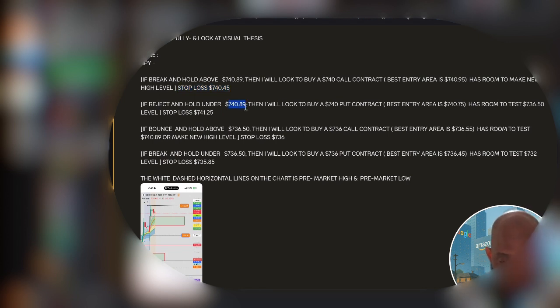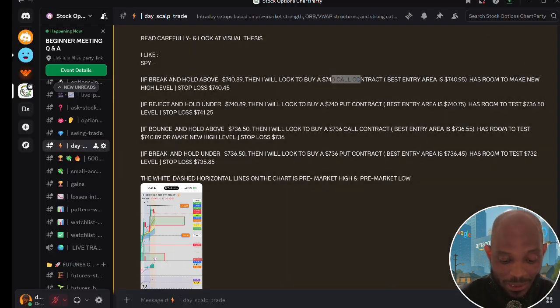A few price levels and what we are looking for it to do at the price level. If it rejects and holds under this level, then we look to buy puts. If it breaks and holds above this level, then we buy calls. That's what the watch list is and does. Let me take you to how the watch list gets made.